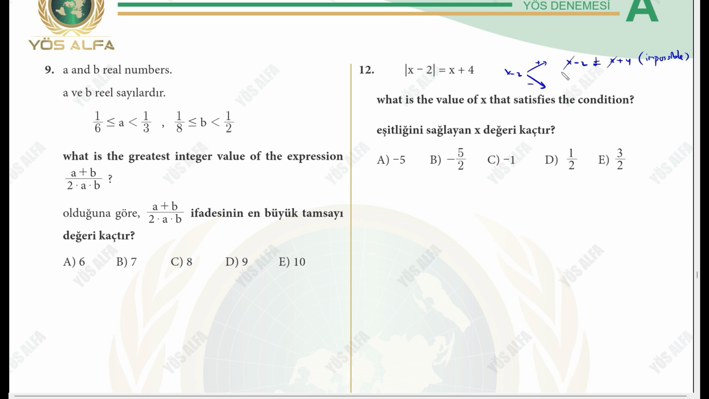So how about negative? If x minus 2 is negative, then when we take this out of the absolute value function, we multiply the expression by -1, so it becomes 2 minus x is equal to x plus 4. So 2x is equal to minus 2, x is equal to -1. So this is the only solution that is possible.